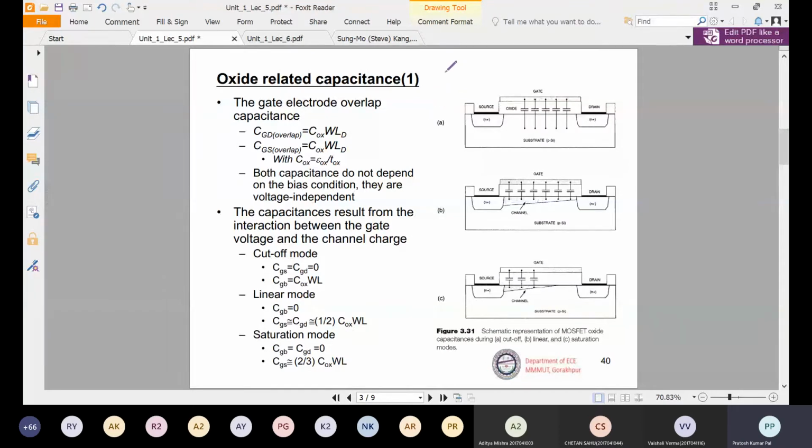Basically, the capacitances found inside the MOS structure are divided into 2 types. The first one is called oxide capacitance, and another one is called junction capacitance.